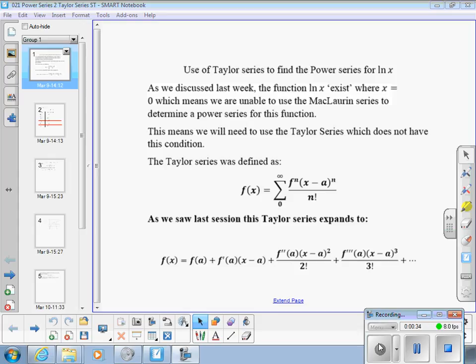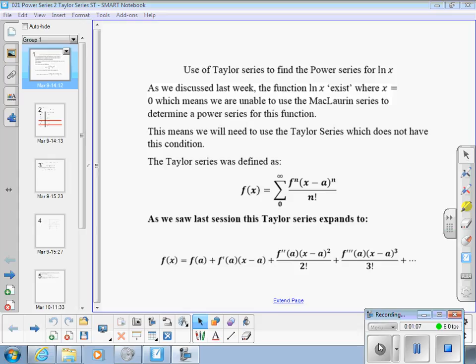What the Taylor series will do is allow you to focus on a point other than 0 for that function. As we discussed last week, ln x doesn't exist where x is equal to 0, which means you're unable to use the Maclaurin series to determine a power series for that function. This means we'll have to use the Taylor series, which doesn't have that condition. We can focus on a different point.